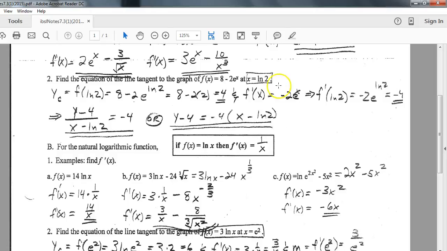And if I sub my x coordinate into my derivative, I should get a slope out of that. So here we are subbing that in. Again, that's a natural log with a base of e. That's a base of e, and I'm left with just a 2 right there. So -2 times 2 is -4. So now you have your gradient, or your slope, of -4.